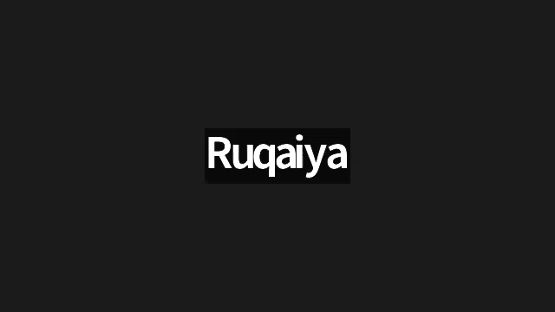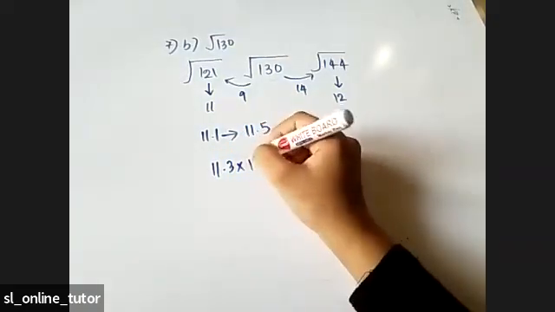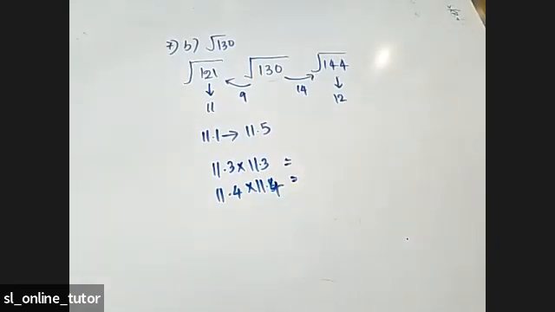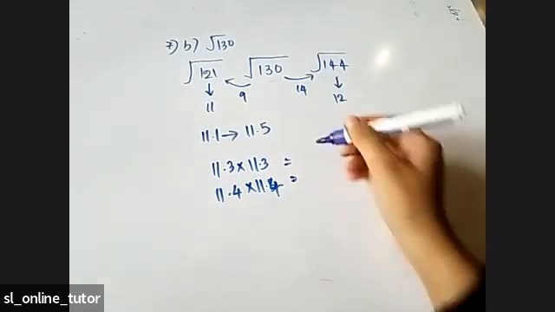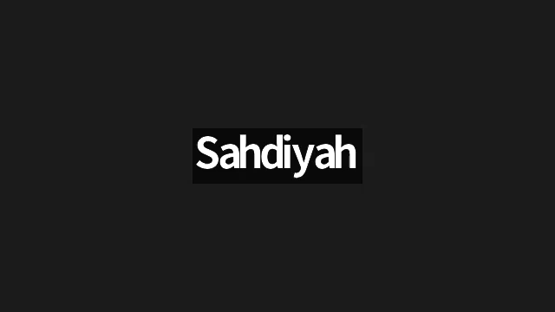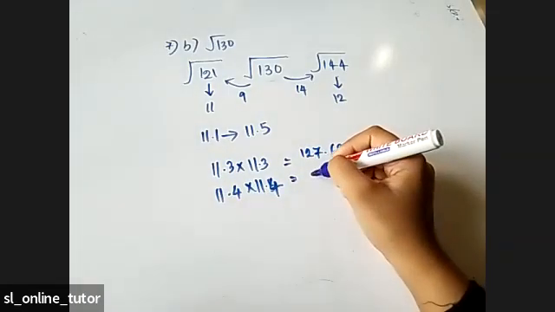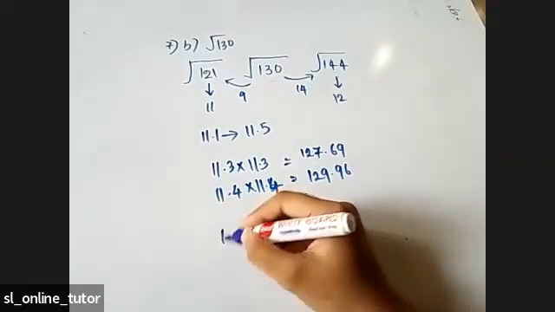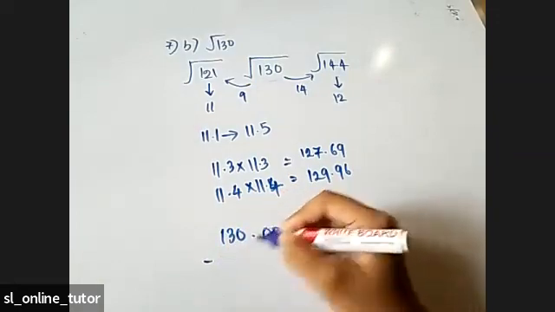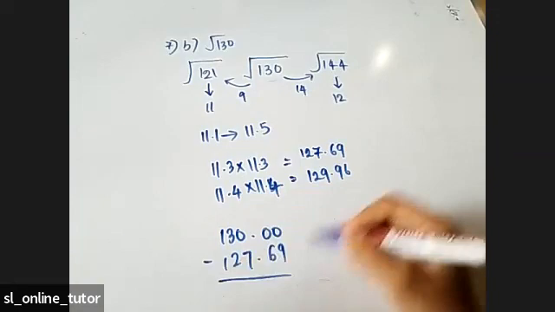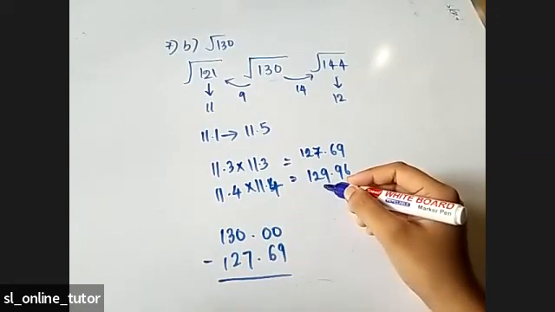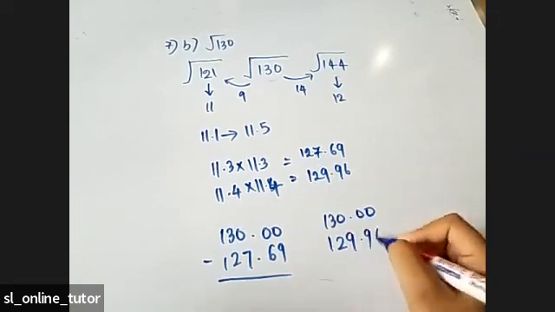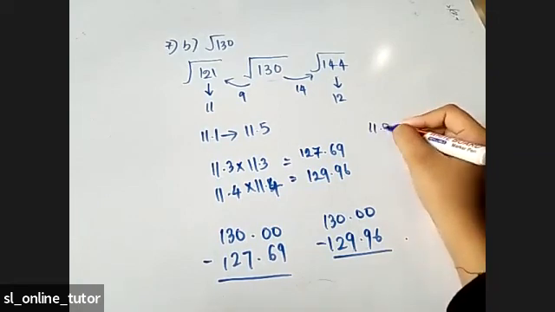11.4. Okay, let me take both 11.3 and 11.4. You have to check closer values, right? What is 11.3 into 11.3? 127.69. 11.4 into 11.4? 129.96. Right. Now let's see the difference. We need 130. So we'll subtract 130 minus 127.69. Okay, 130 minus 129.96. Let me take 11.5 into 11.5.